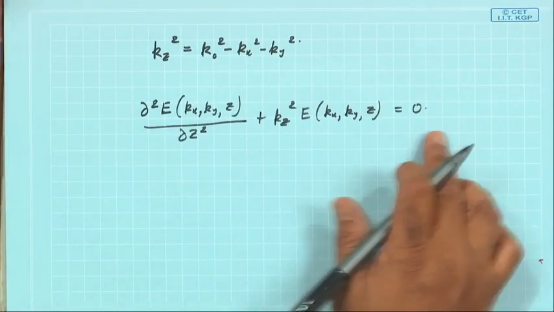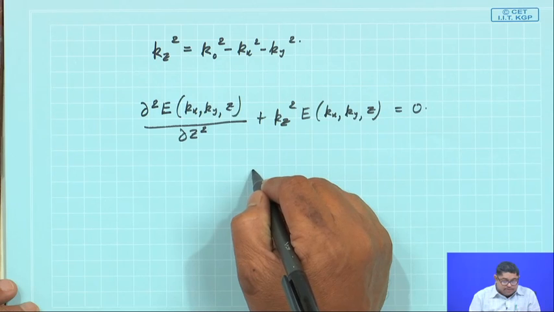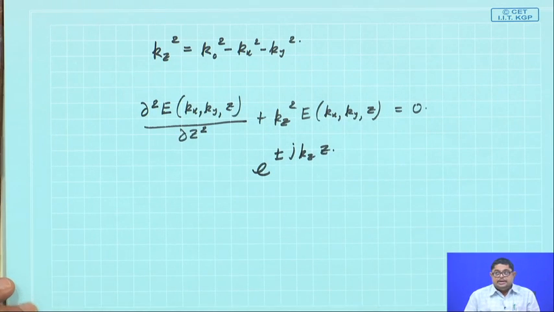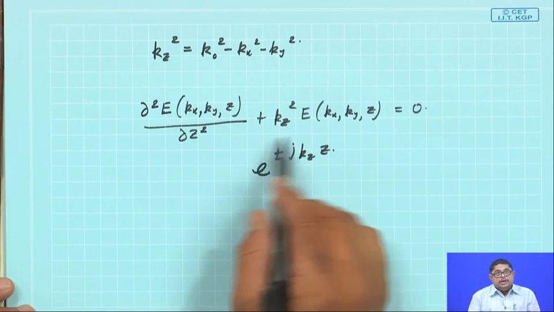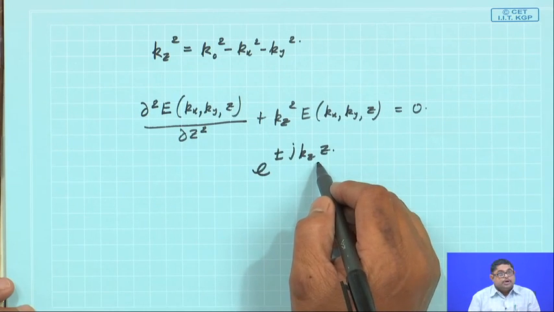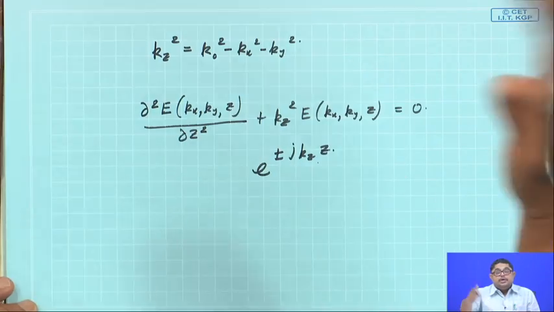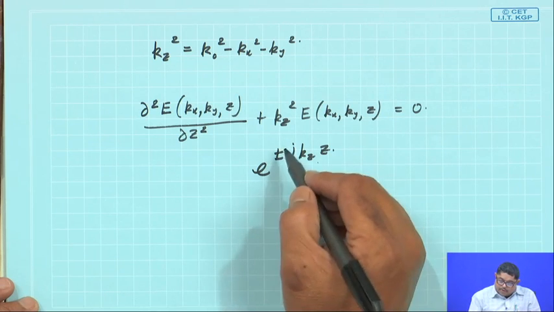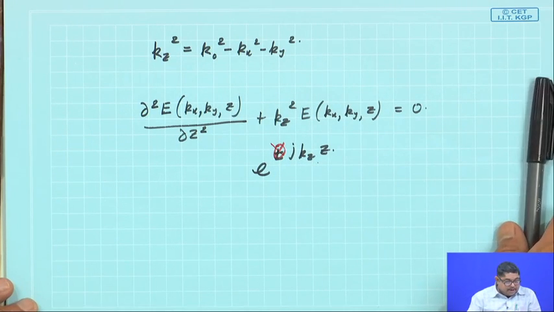The moment I do that, you see this looks familiar, this is a wave equation. So what is the solution of this? The solution is e to the power plus minus j k z z. You can put it in and see that this is a solution. So this wave equation is solved. But remember, this is actually the Fourier transform's solution, because this is a Fourier transform expression. Since we are considering only an outwardly propagating wave, the Fourier transform of an outward wave cannot have the plus solution. So we will throw that solution away and take only the e to the power minus solution.